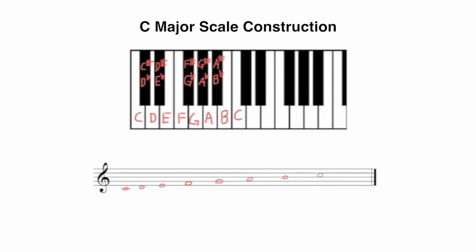Our next step in writing out any major scale is to follow the pattern whole, whole, half, whole, whole, whole, half. And this, of course, refers to half steps and whole steps, or the distance from one note to the next note. So now we'll check the whole steps and half steps and the notes against what are on the piano to determine if we're following the correct pattern to create the C major scale.